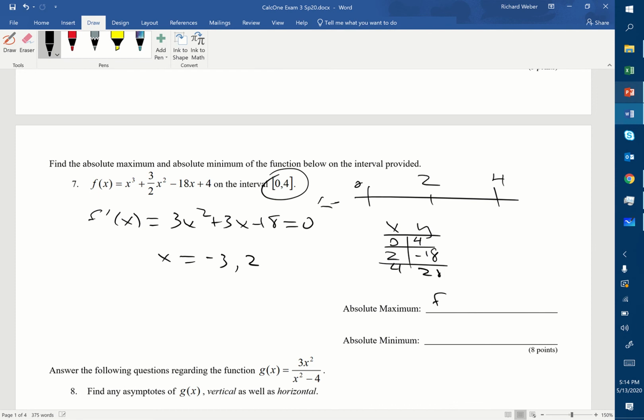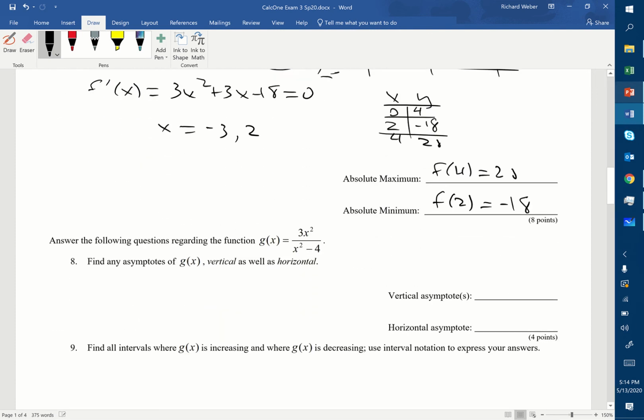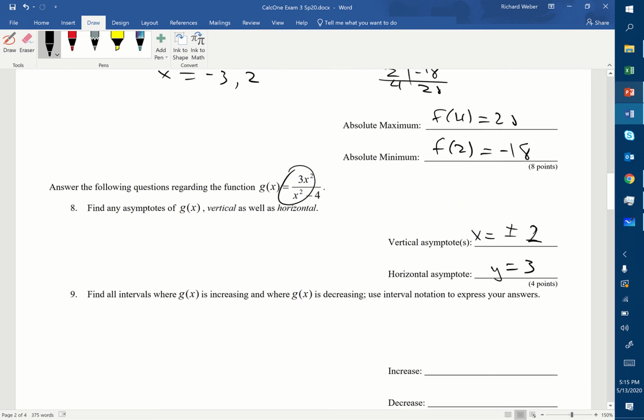So the absolute max is f of 4, which is 20, and the min is f of 2, which is negative 18. Okay, moving on. All right, this one's tougher because of the derivative, but you all know where the vertical and horizontal asymptotes are. x is plus or minus 2, and y is equal to, since the powers match, the ratio of the coefficients, which is 3. Good job. Okay. Increasing, decreasing.